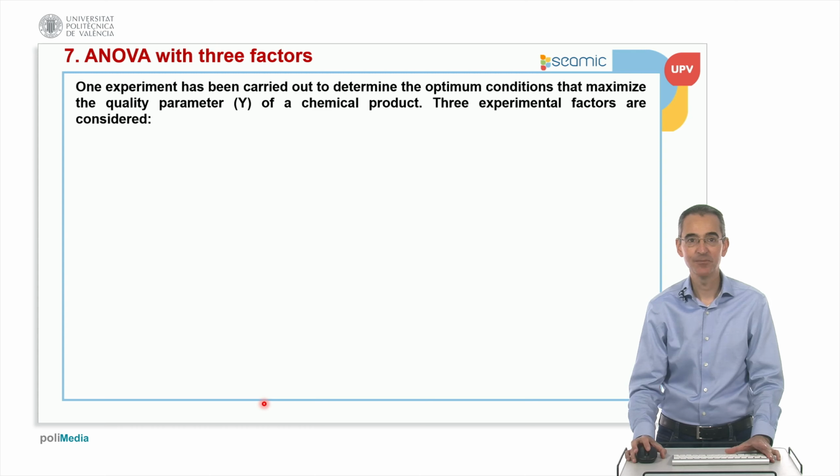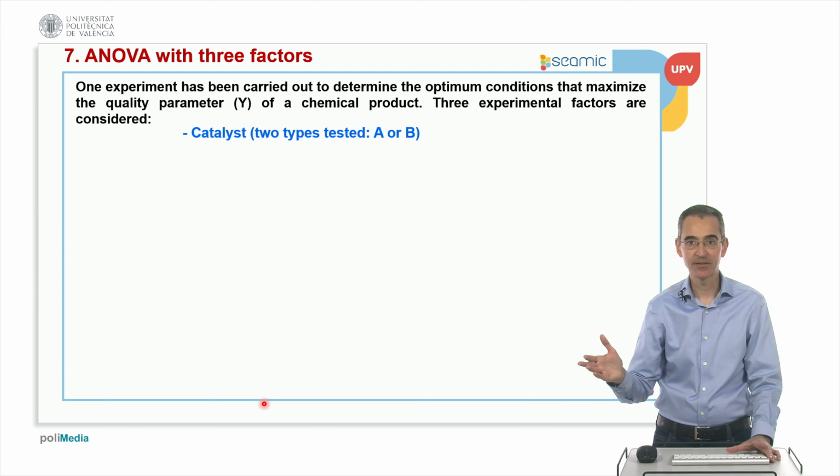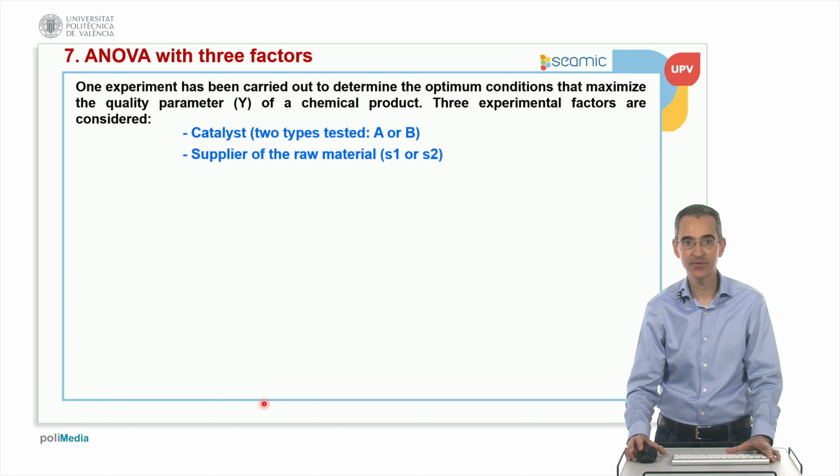Okay, so I am going to present the following experiment. Let's imagine that we have one experiment that is carried out to determine the optimum conditions in order to maximize the quality parameter in a chemical product. So imagine that we have three experimental factors that are considered. Like the type of catalyst, we can choose one or two that we will call type A or type B. Also, we have two different kinds of suppliers of the raw material that we can choose. We can choose either supplier 1 or supplier 2. And also we can decide to work with 70 degrees or 80 degrees in the temperature of the reaction.